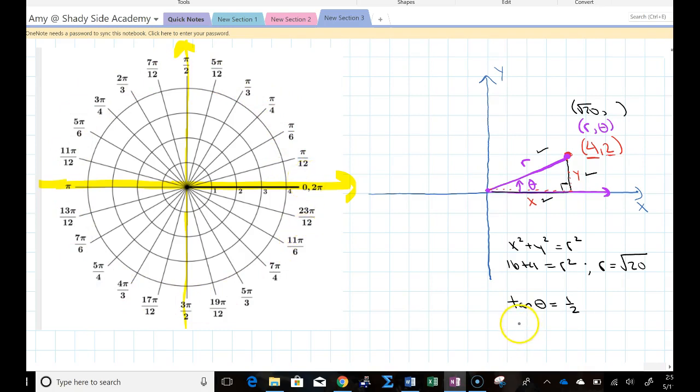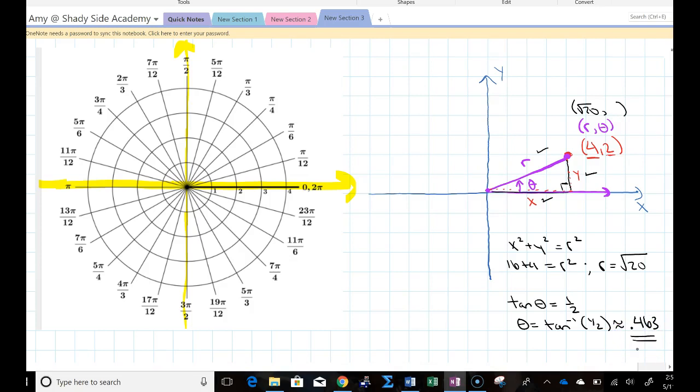Tan theta equals 1/2. Theta equals the inverse tan of 1/2. And using a calculator, I know that, because 1/2 is not one of our conveniently memorized tangent values, I get an angle theta that is about, I have to go find my calculator and figure it out. Hang on a second, boys. Okay, I got 0.463 radians.